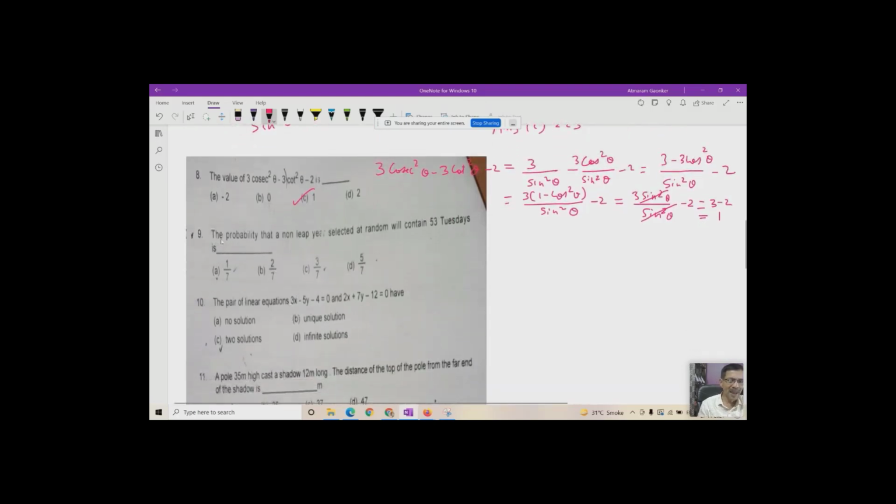The next one is like this. The probability that a non-leap year selected at random will contain 53 Tuesdays is dash. So please type your answer in the comment box.